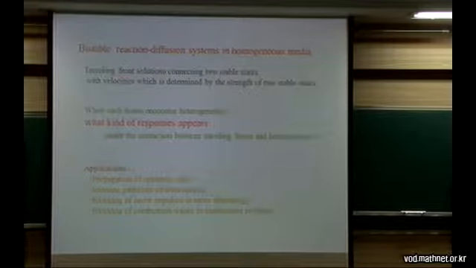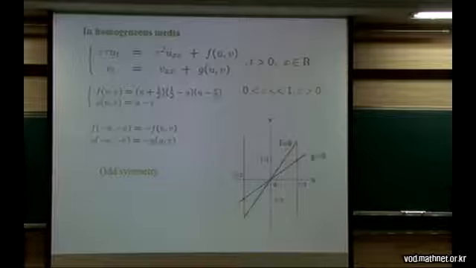We have many applications for such phenomena. For example, propagation of epidemic barriers, the invasion problem for alien species, the blocking of nerve impulse in nerve physiology, and finally, blocking of combustion waves in combustion problems. So let's begin with the following reaction diffusion system in homogeneous media.